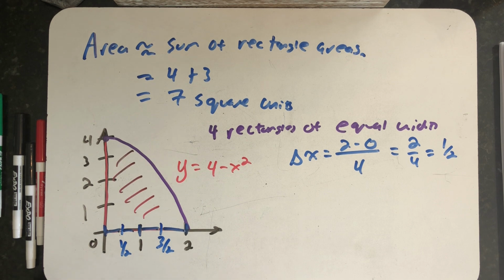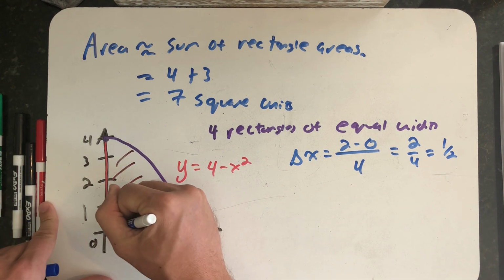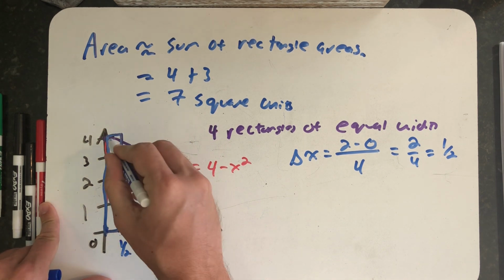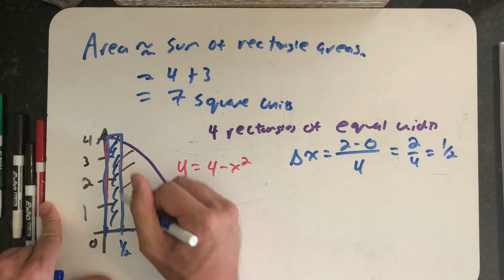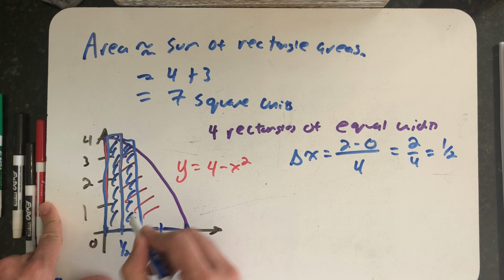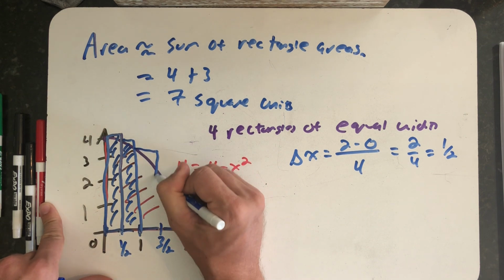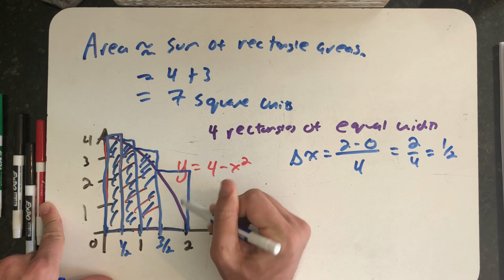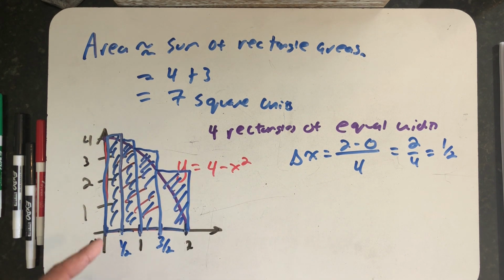And I still want to overestimate, so I still want to choose the height of the rectangle to be the maximum value on each subinterval. So on this first subinterval, I'm still choosing this left-hand endpoint here. And I just continue that throughout the whole interval. And I can see that I'm still overestimating because all of my rectangles overhang, the red area. They all have a little bit on the outside of the curve.